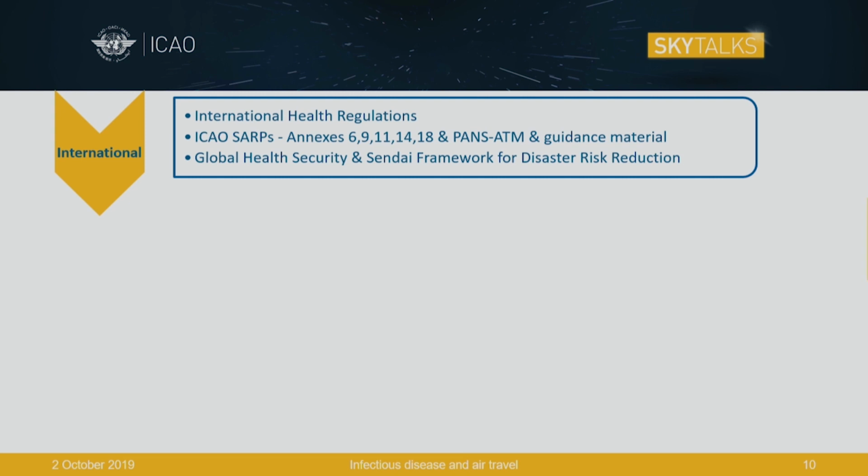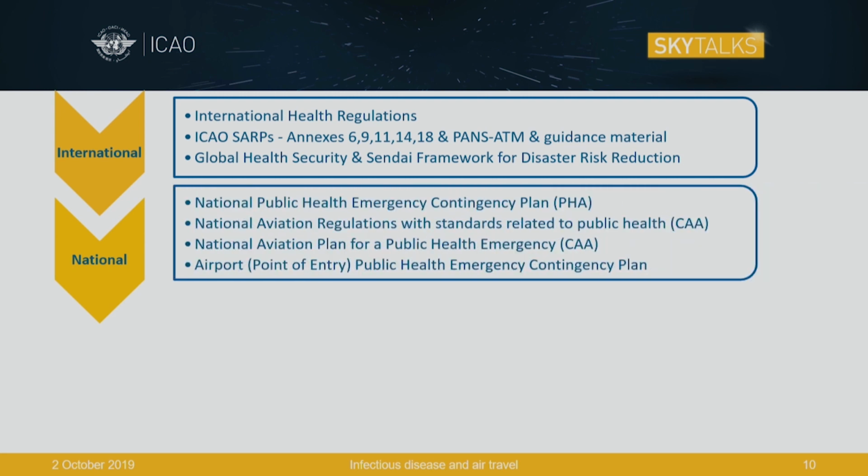organizations that we need to look at. But then it goes down to a national level. And from a national perspective, again, it's working together, aviation and public health. If you look at the aviation component, their regulations need to refer to how they're going to manage public health issues. They need to have a national aviation plan for a public health emergency. And the same with the health area of it.